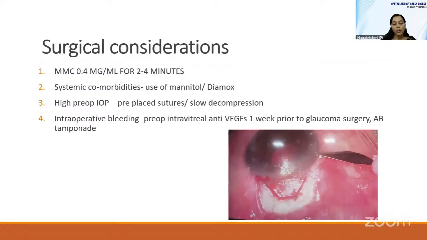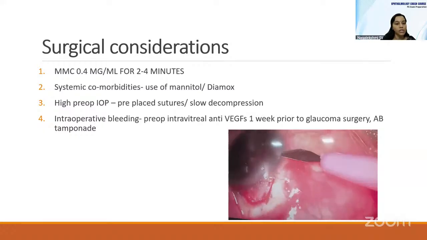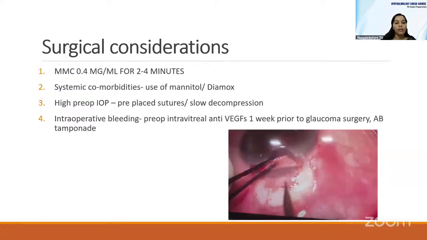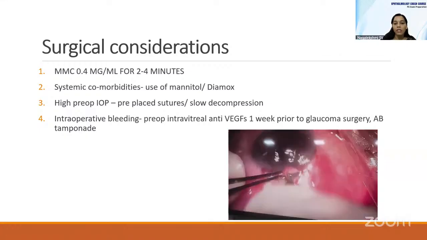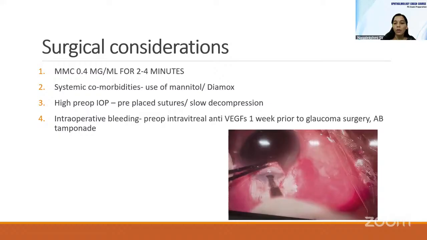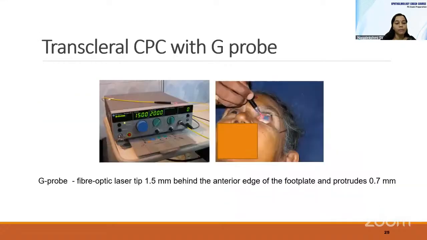High preoperative intraocular pressures in these patients could increase the risk of surgery. So one can consider using pre-placed sutures and do a slow decompression in such eyes. And intraoperative bleeding is again a cause of concern, and that can be mitigated by using intravitreal anti-VEGFs at least 1 week prior to the glaucoma surgery. So in cases where the glaucoma is intractable, the patient has lost vision, the cyclodestructive procedures come into play.